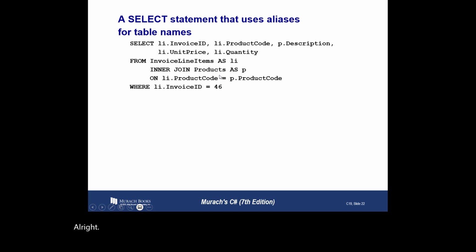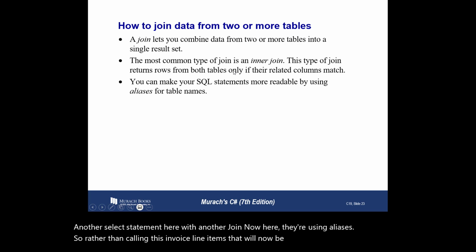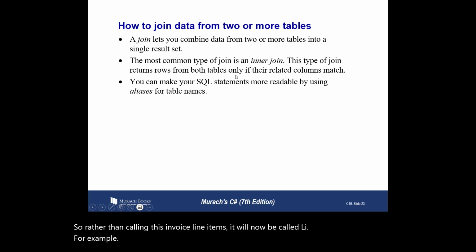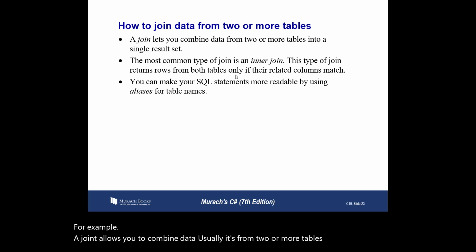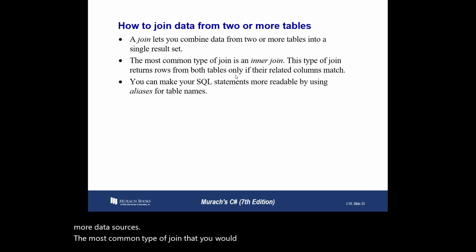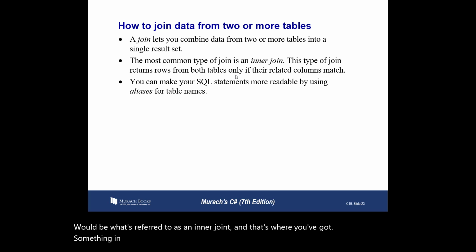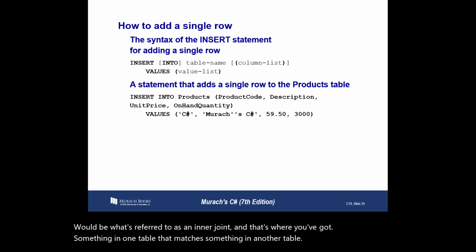Another select statement here with another join. Now here they're using aliases. So rather than calling this invoice line items, it will now be called LI, for example. A join allows you to combine data, usually from two or more tables, but really from two or more data sources. The most common type of join would be what's referred to as an inner join. That's where you've got something in one table that matches something in another table.